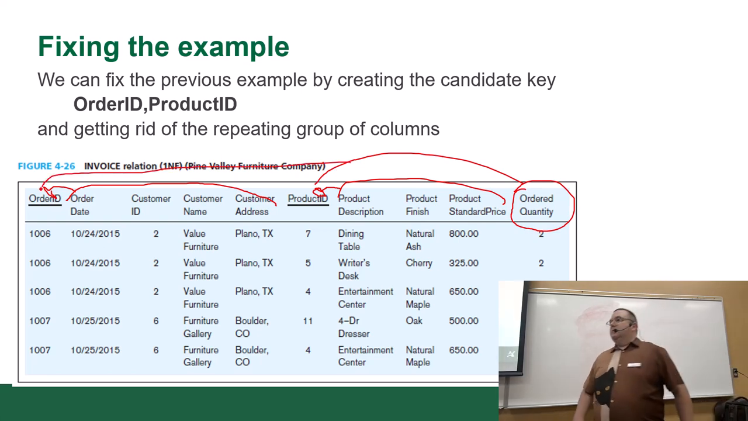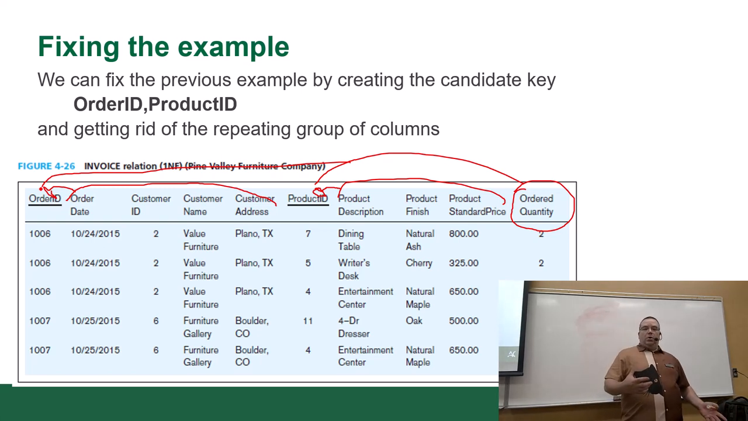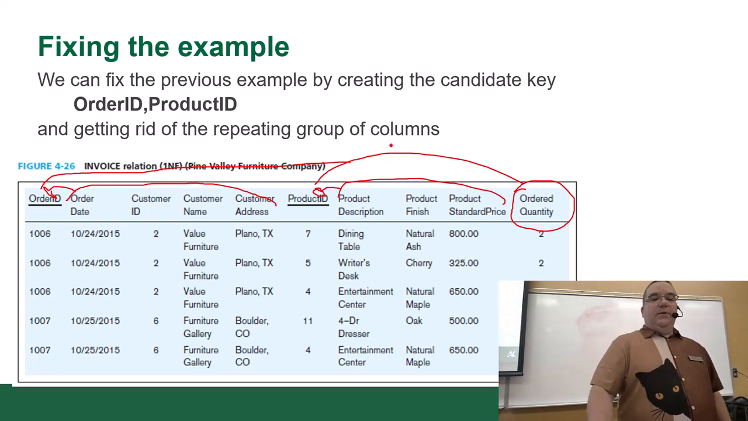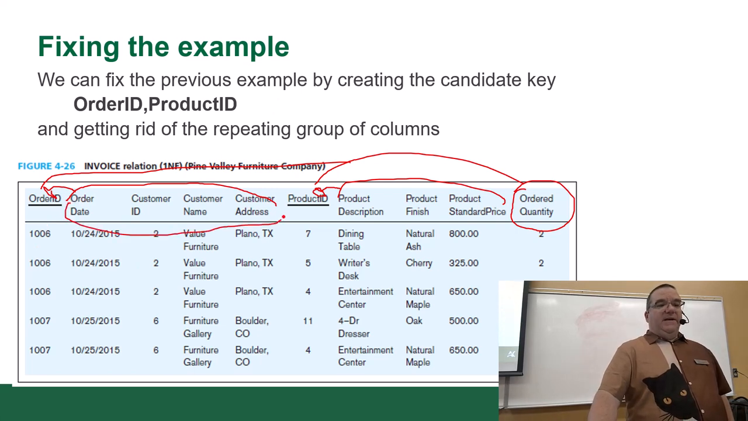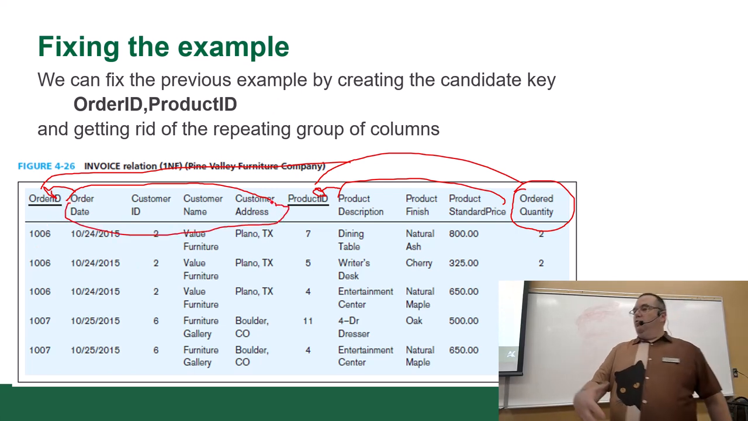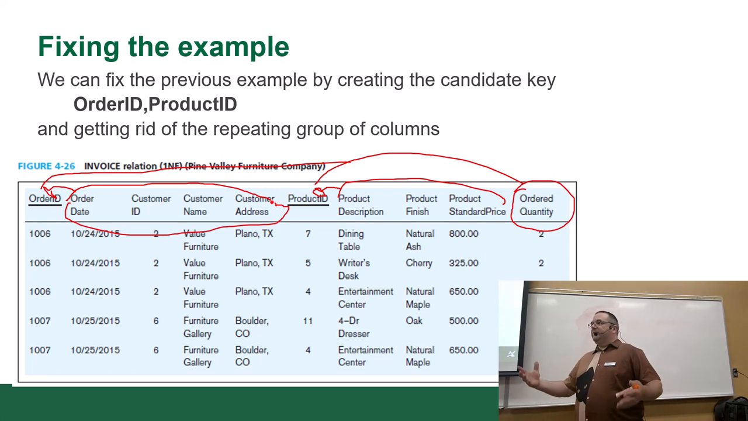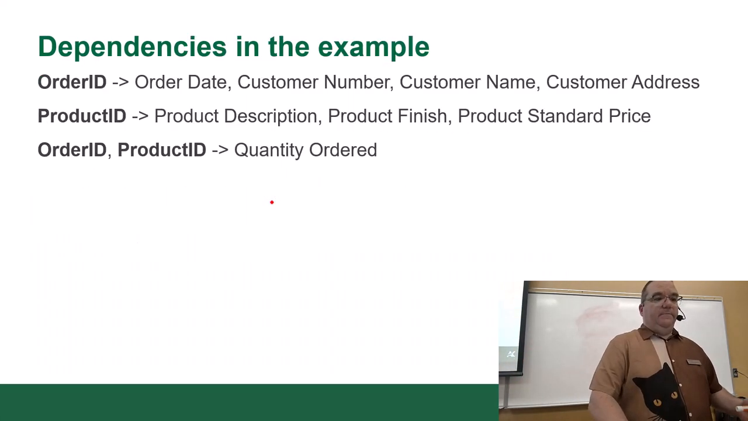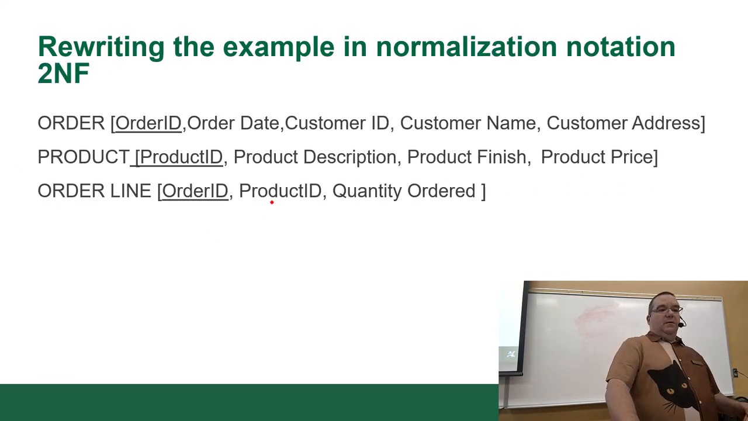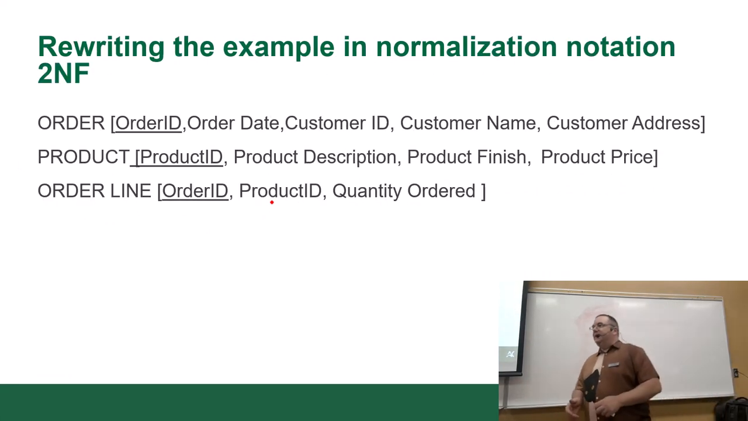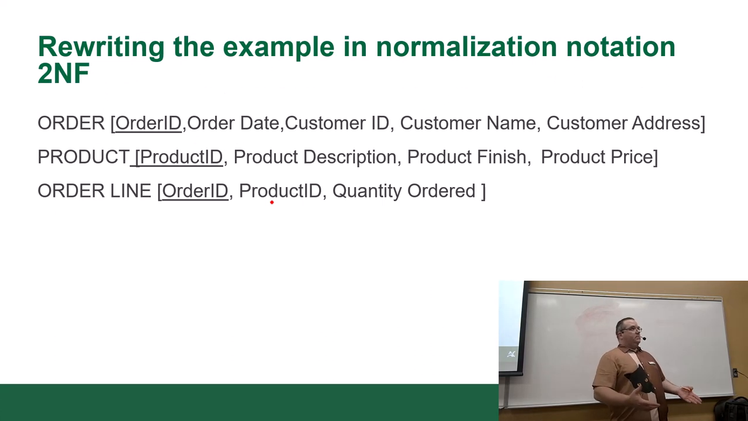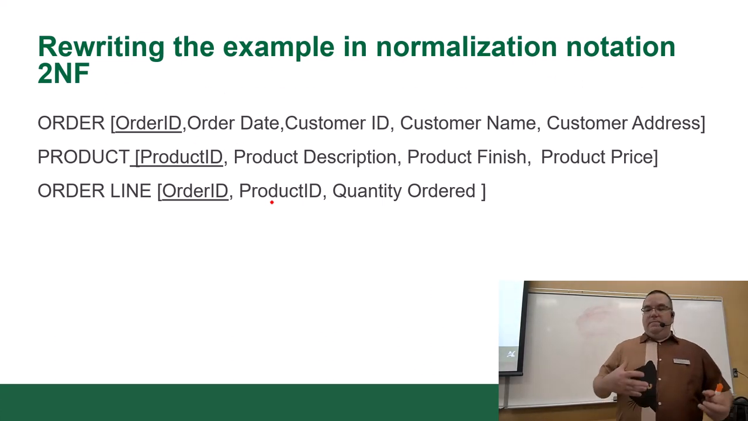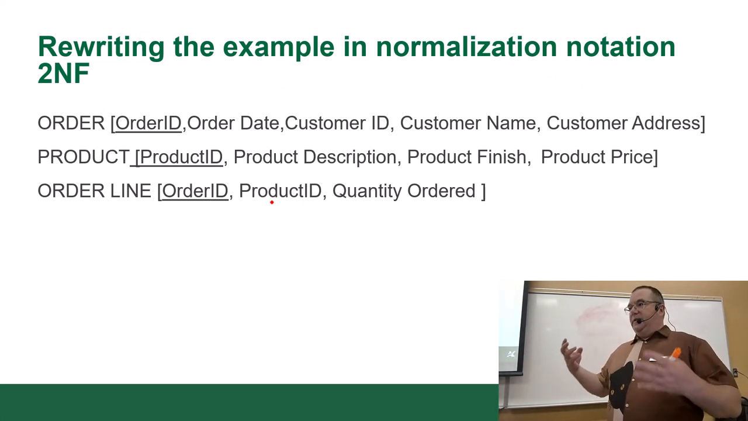Now, we need to get rid of partial dependencies. In other words, we're saying that if this only depends on half the key, we have to fix that. We can't have something that's only dependent on part of the primary key. So how do we fix it? We take that big entity we had and we break it into three pieces so that every attribute is dependent on the entire primary key.